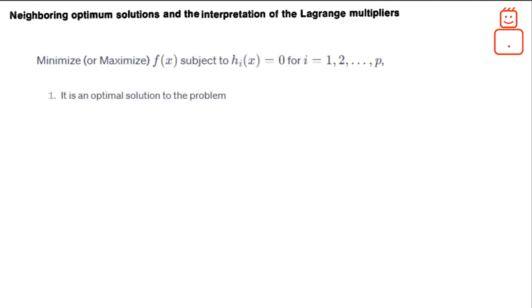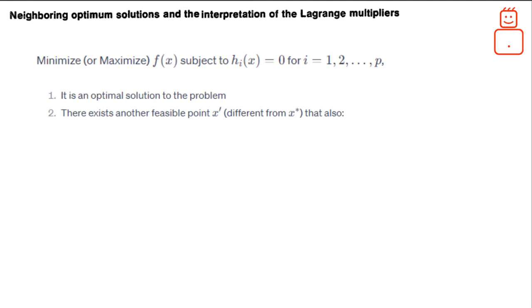To sum up what we have stated, I can say the following. Given an optimization problem, minimize or maximize f of x subject to h sub i of x equal to 0, where i is starting from 1 and ends at p. The condition for the existence of neighboring optimal solutions in this context can be summarized as: if there is a point x star that satisfies the following conditions. 1. It is an optimal solution to the problem.